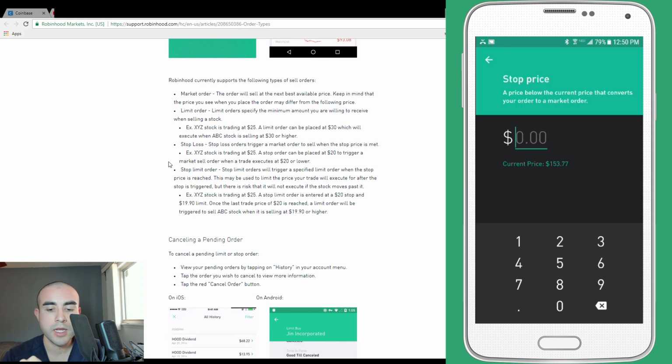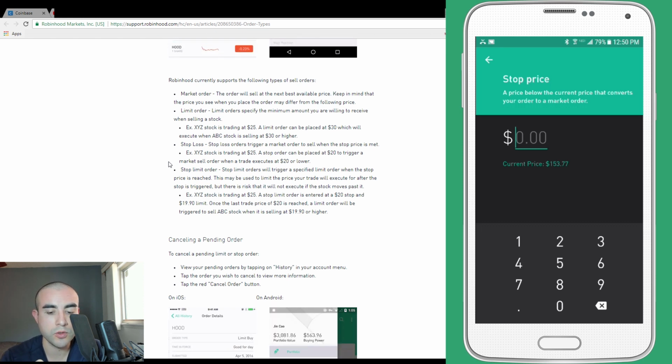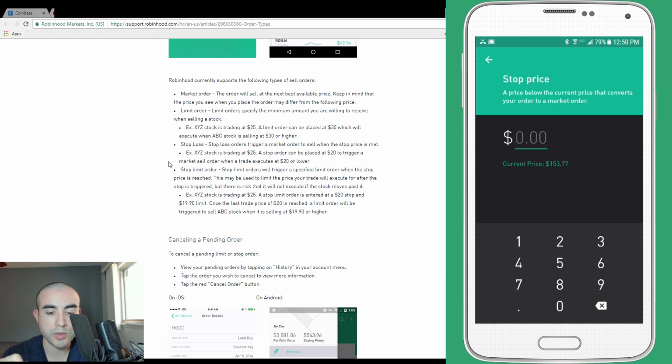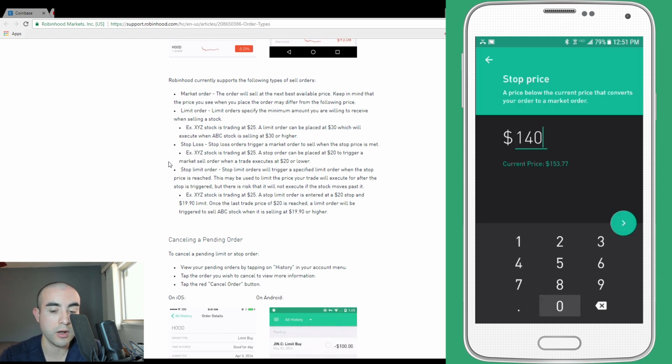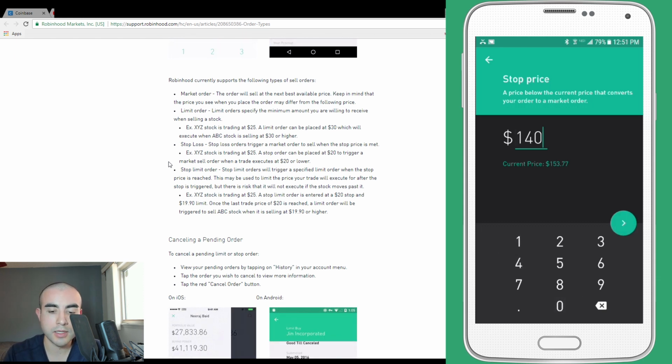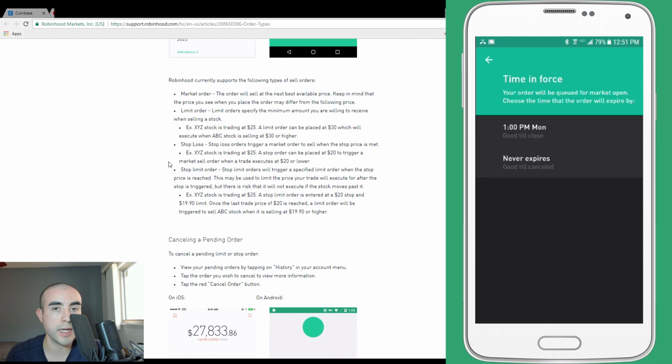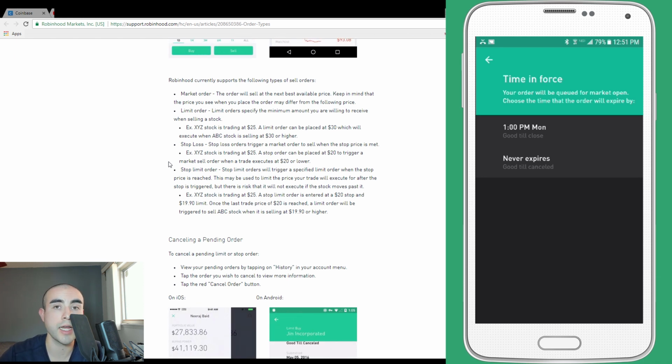So, for example, as you can see, the current price of QQQ is $153.77. Let's say I see the stock starting to go down and I don't want to lose more than $13. I could put in a stop loss at $140. So the moment this stock hits $140, it would automatically sell for me on Robinhood. So if the stock dives all the way down to $100, I wouldn't lose that extra $40. It would have sold it well ahead of time.